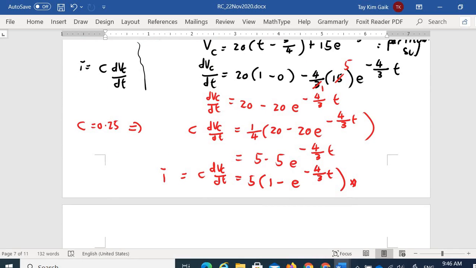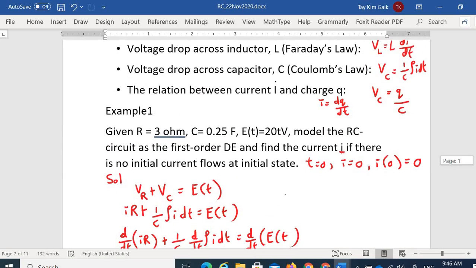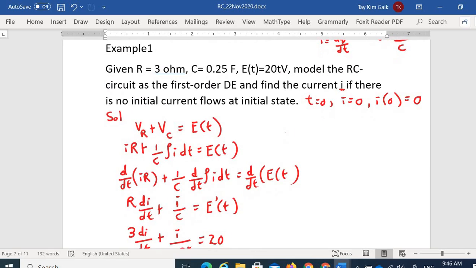So here I conclude back scale for RC circuit. RC circuit, you can model it in terms of current I. So where we have VR plus VC equal to E(t), VR is IR. If we want to solve in terms of current I, then VC is 1 over C integral I dt.